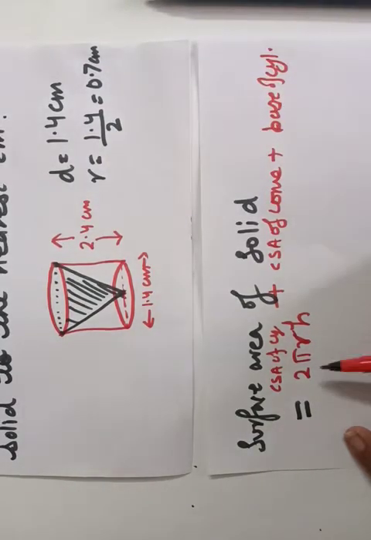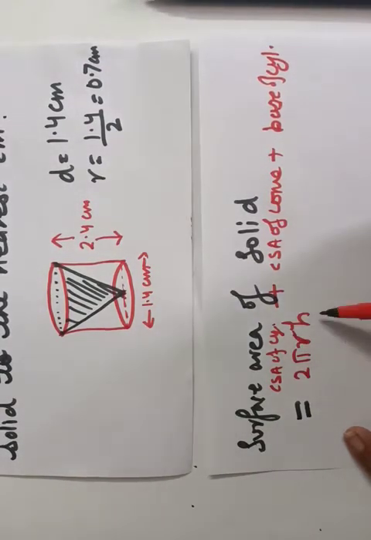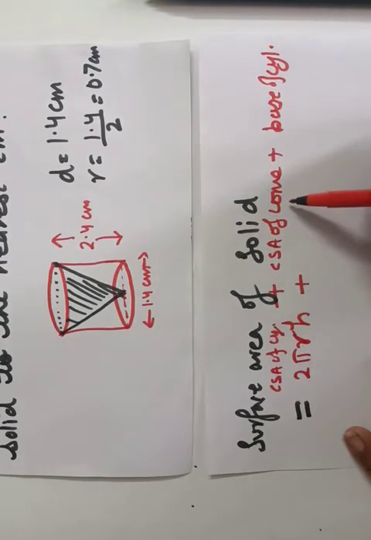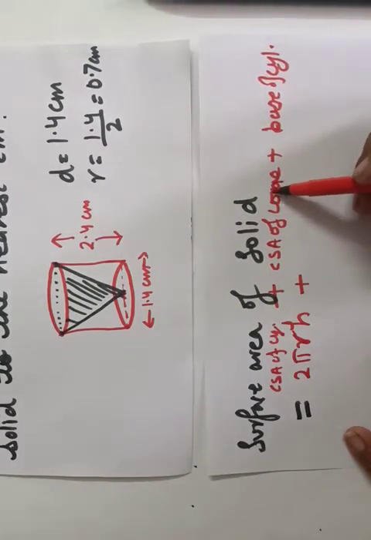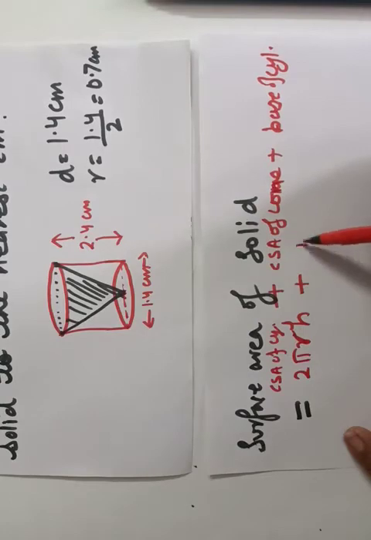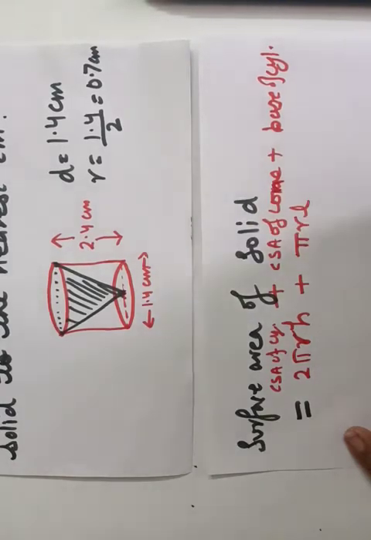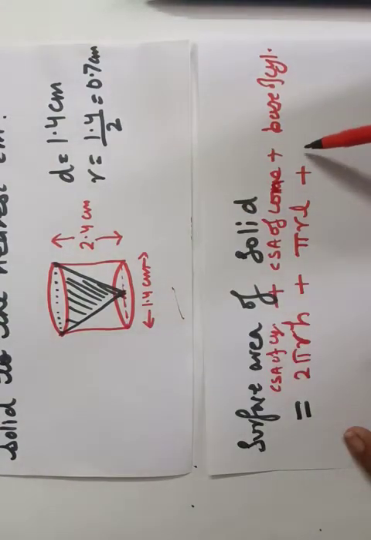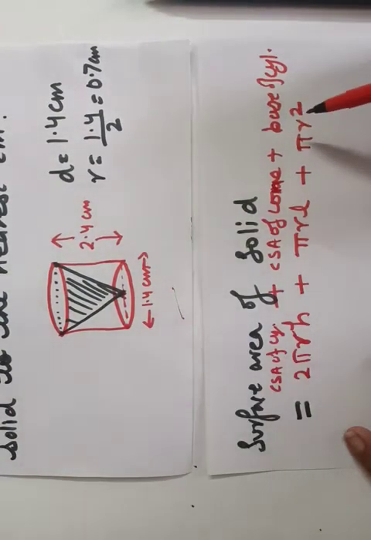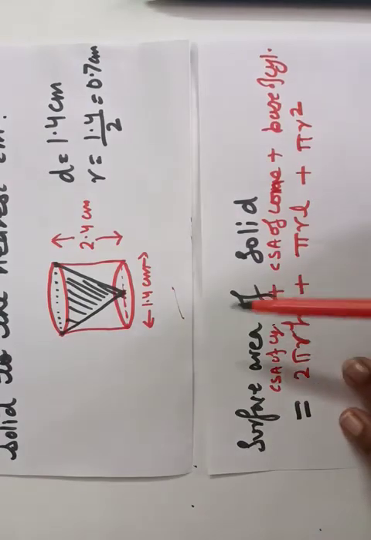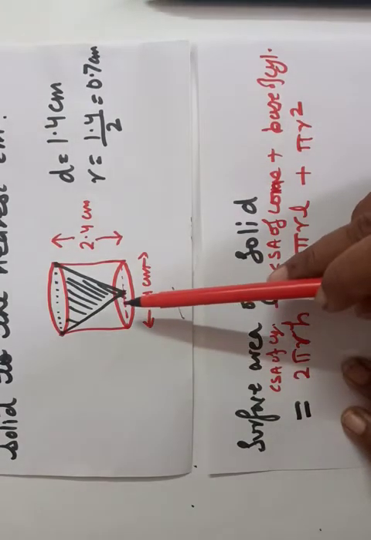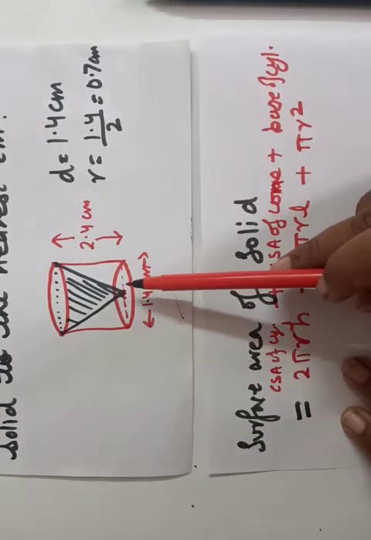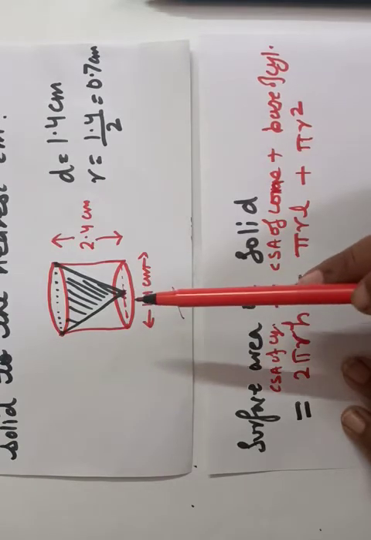So the curved surface area of the cylinder is 2 pi RH, plus the curved surface area of the cone, that is pi RL, and the base of the cylinder, which is of circular shape, so that will equal pi R square.